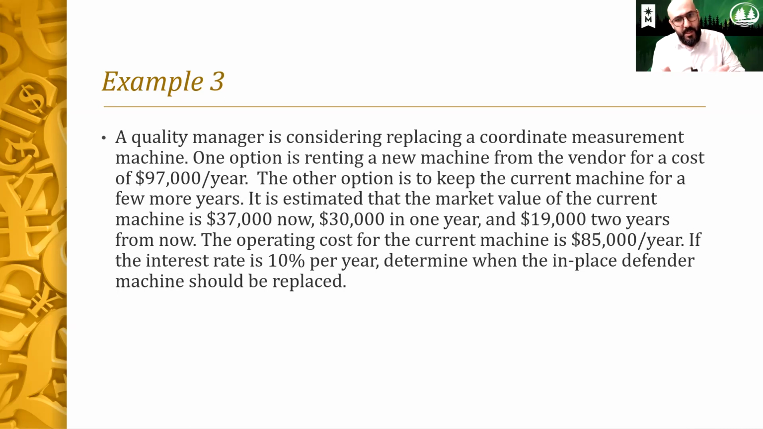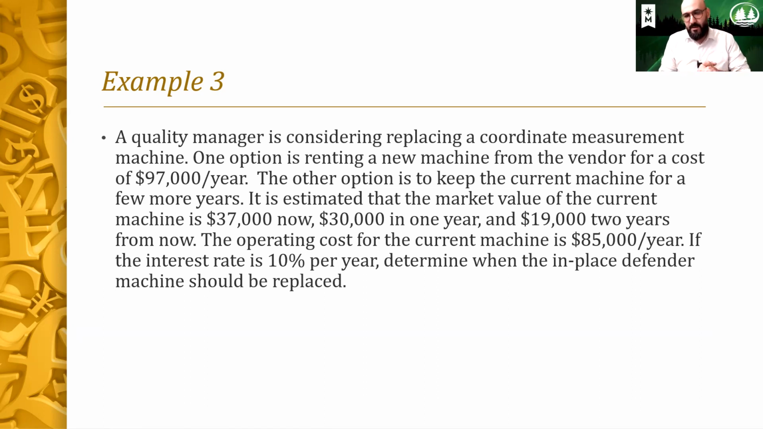One option is renting a new machine from a vendor, saying, okay, can we rent this for $97,000 a year, and the vendor will take care of maintaining it and all the things that need to be done for it. The other option is to keep the current machine for a few more years. We said, well, we already have one machine, but we could keep it for a few more years. And of course, there are some expenses here.